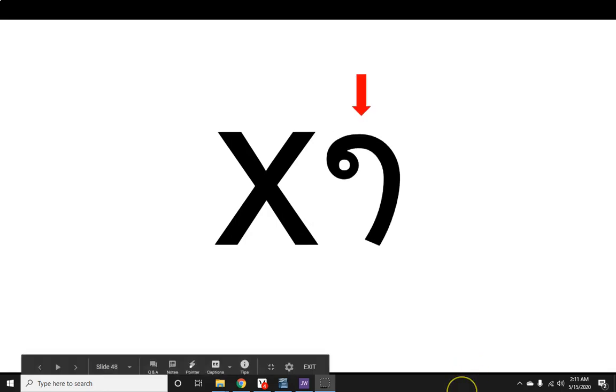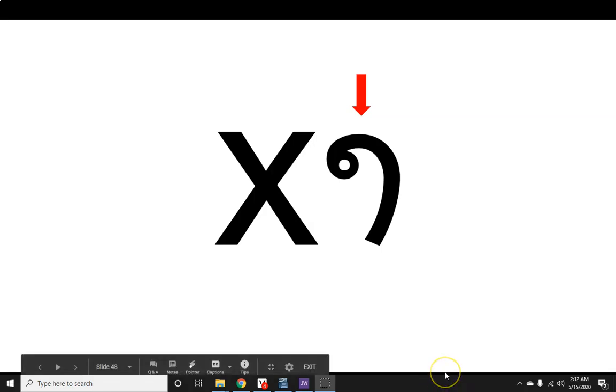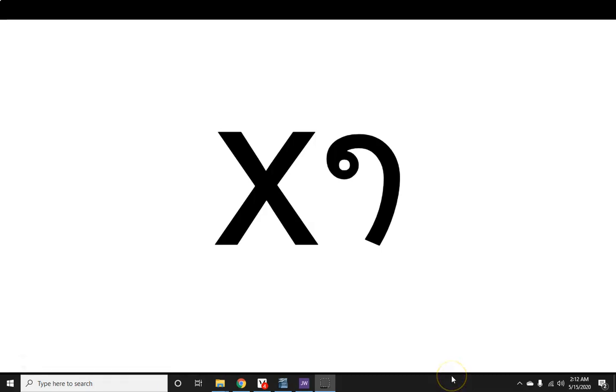Next, we have sala-a. The previous one was ah, short. This one is ah, the long. Here's what it looks like without the arrow.